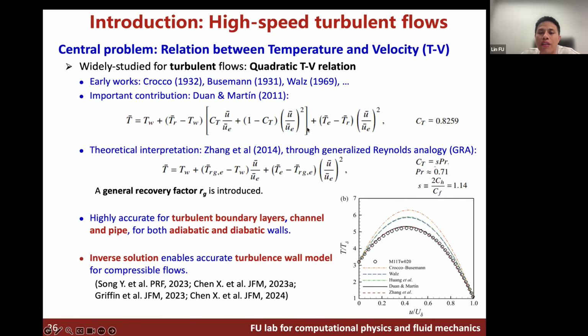It is still a second-order quadratic function between velocity and temperature, but all the parameters can be interpreted by the Prandtl number and the Reynolds analogy factor, etc. It's not from data fitting. The interesting thing is that this derivation eventually results in this relationship, which is identical to this fitted correlation, which is interesting. And now this velocity-temperature relationship was validated to be highly accurate for turbulent boundary layer, channel, and pipe flow, for both adiabatic and diabatic flow, which is amazing, right?